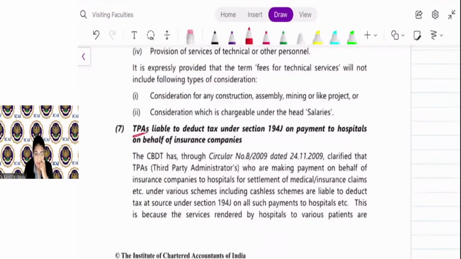TPA is liable to deduct TDS under section 194J on payment to a hospital on behalf of an insurance company. If there is a cashless insurance system, then on your behalf, the insurance company will pay the bill to the hospitals. For that, there is a third party administrator who makes payment on behalf of the insurance company to the hospitals. In that case, the TPAs are required to deduct TDS on the payment made to hospitals. Here again, the 30,000 limit is applicable.